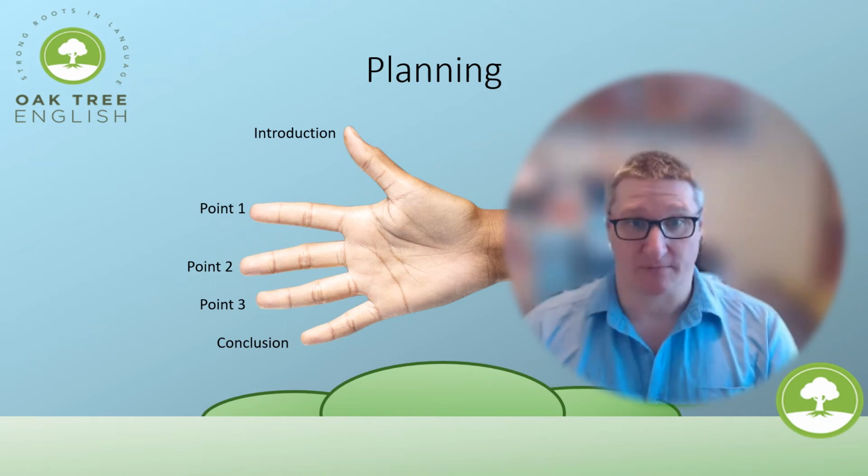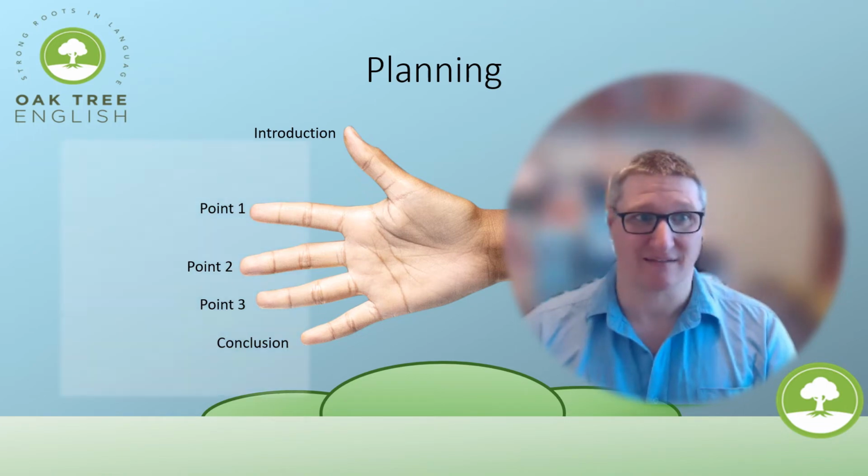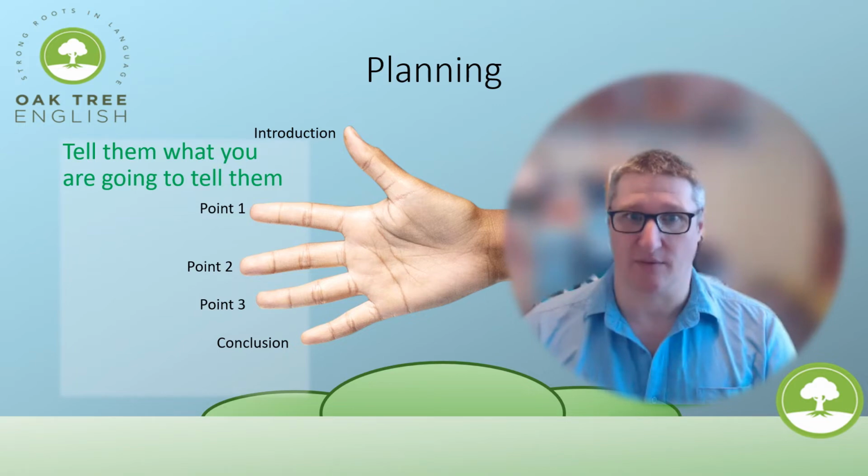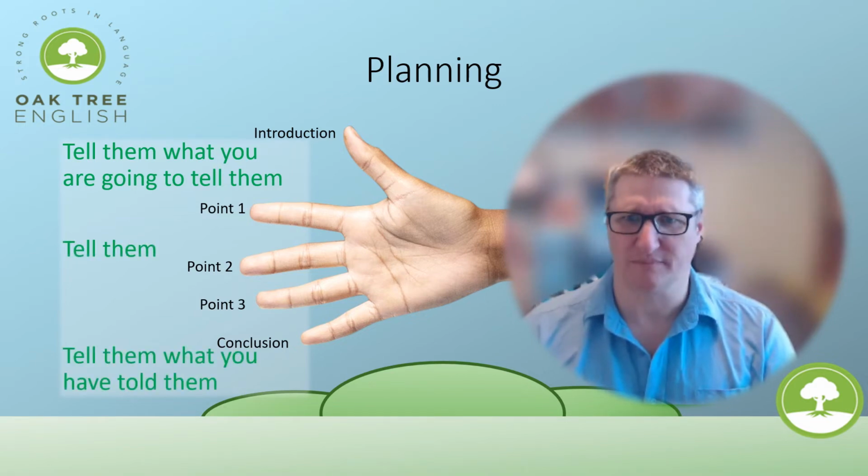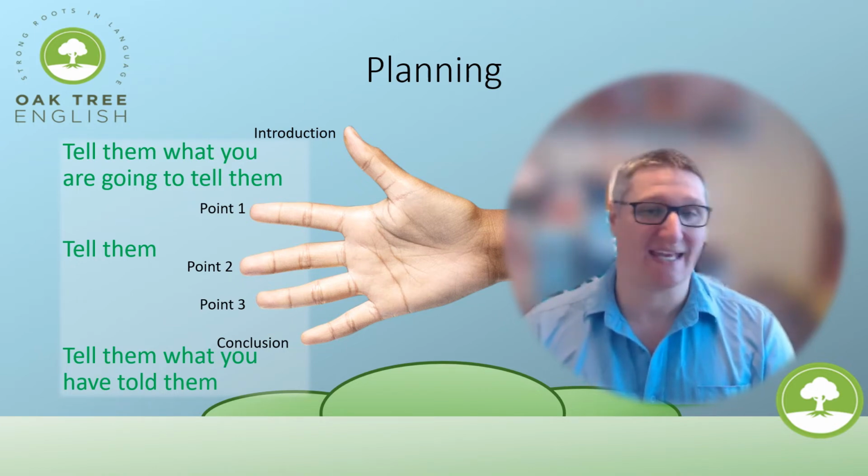That's a 5-point plan, but there's an easier one even than that. There's a 3-point plan. The 3-point plan goes very simply. Tell them what you're going to tell them. Tell them, and tell them what you've told them. That's your 3-point plan for any piece of writing that you do from now into the future.